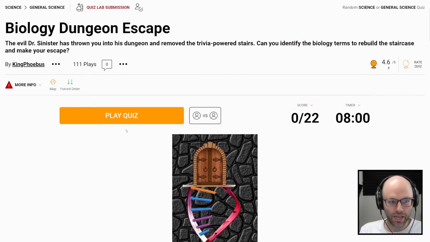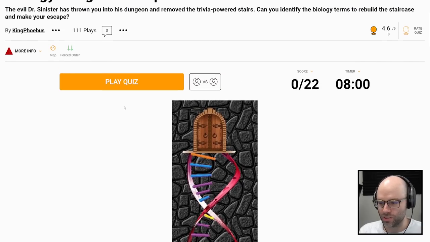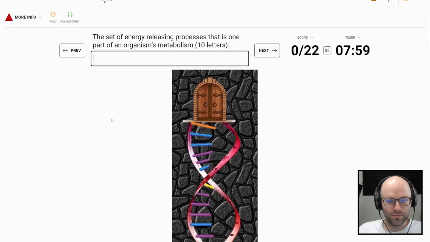Biology dungeon escape. The evil Dr. Sinister has thrown you into his dungeon and removed the trivia-powered stairs. Can you identify the biology terms to rebuild the staircase and make your escape? The set of energy-releasing processes that is one part of an organism's metabolism.